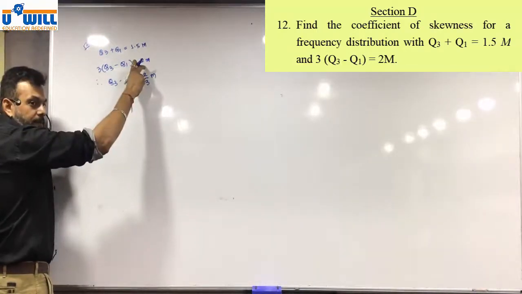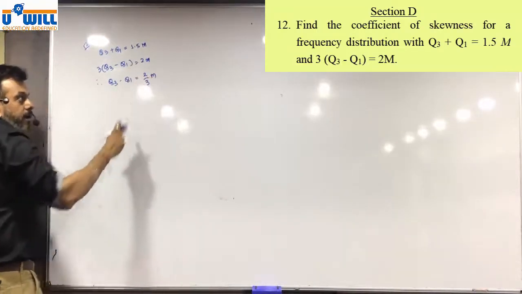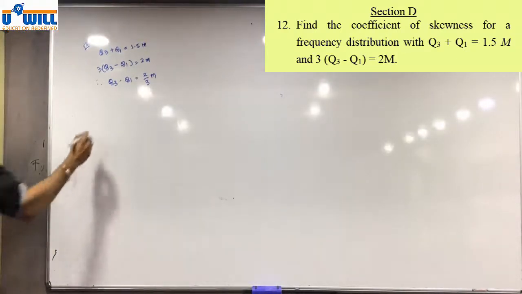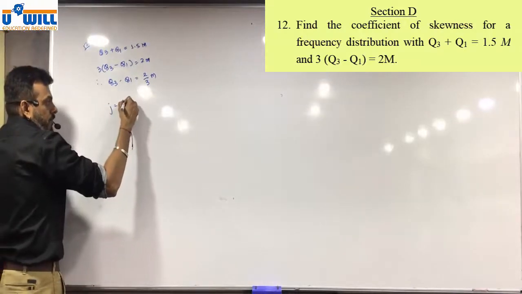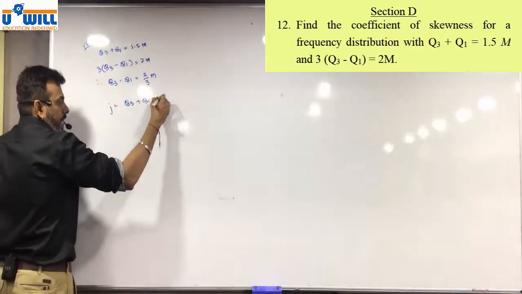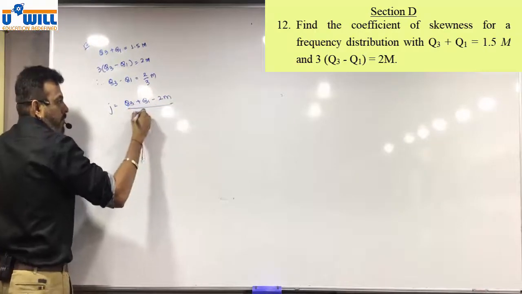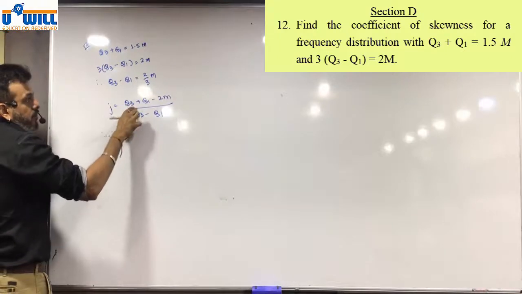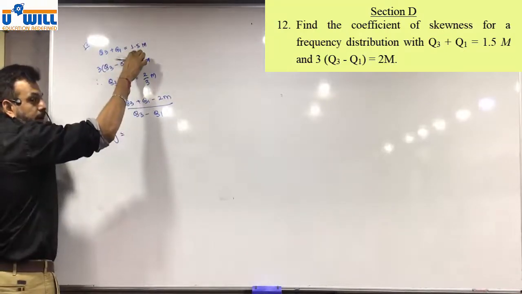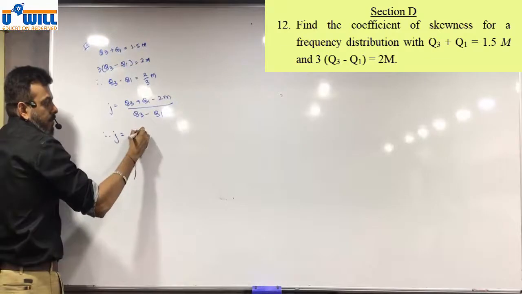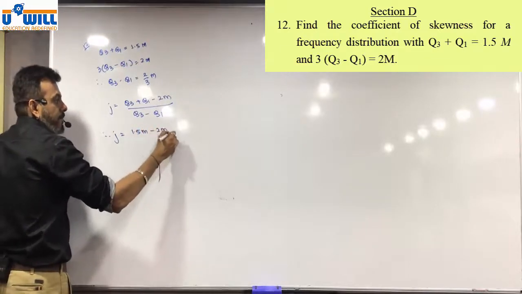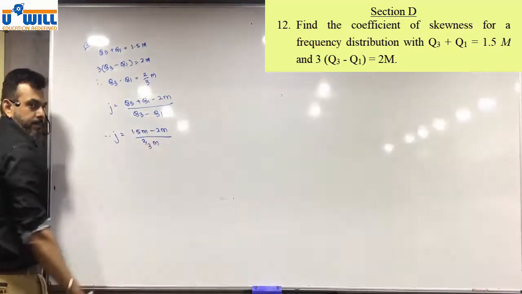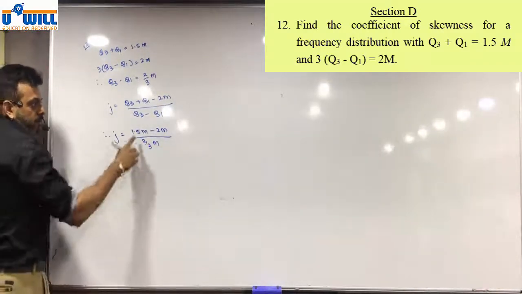Can I say ये 3 यहाँ पे आ गया तो 2 by 3 median हो गया? Now we have to find over here the coefficient of skewness. So J is equal to Q3 plus Q1 minus 2m upon Q3 minus Q1. Therefore, J is equal to, what is Q3 plus Q1? 1.5 m. So 1.5 m minus 2 m upon, what is Q3 minus Q1? 2 by 3 m. Solve कर देते इसको.